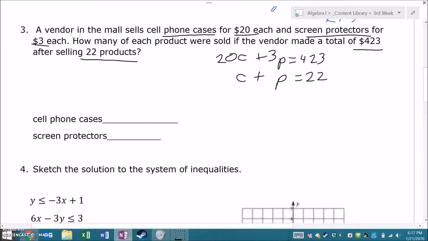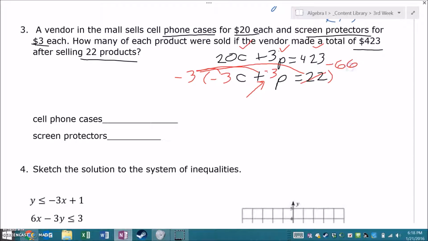Now what I'm going to do here, since this is all set up perfectly for elimination, all my numbers and variables are lined up. I'm looking at this and I'm saying I want that to be a -3. Because if that's -3, that's +3 here. That eliminates. So I'm going to multiply this equation by -3. Doing that, I'm going to put in a -3 here. I would get a -3 there. And over here when I multiply, that would be a -66 instead.